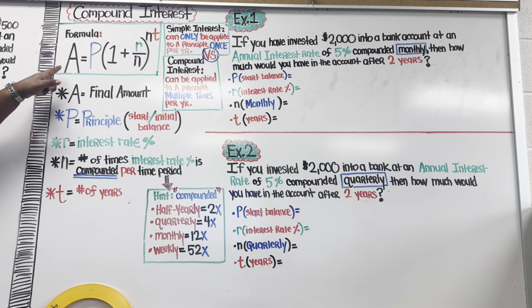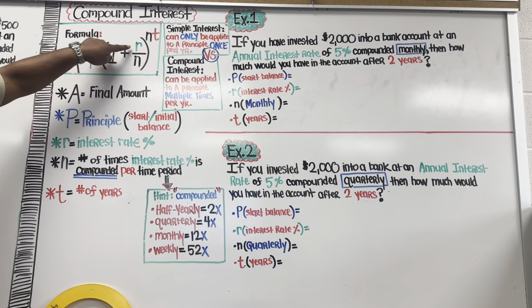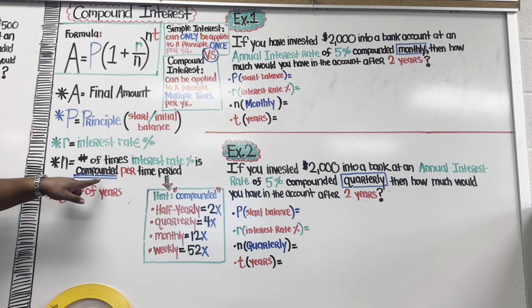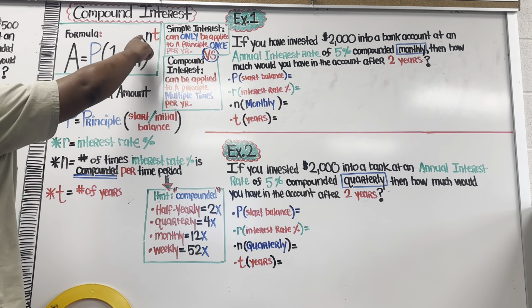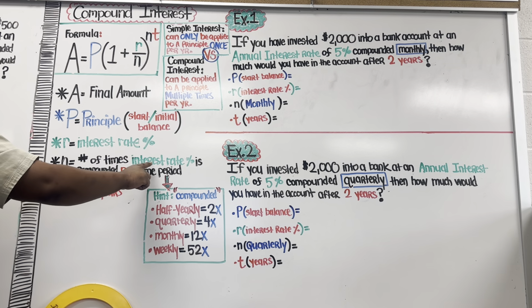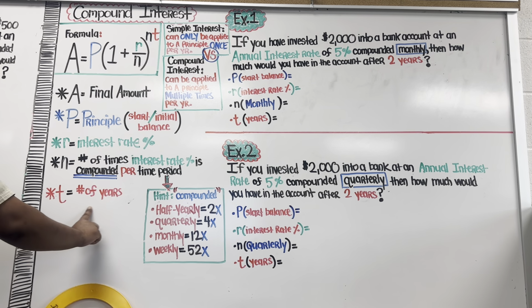So let's just go over the formula of compound interest. I have A equals P, which is the principal or the start amount or the initial balance, however you want to say it, times parentheses 1 plus R, which is the interest rate, divided by N, which is the number of times the interest rate is compounded in a year or per time period, which is a year, parentheses close, to the power of N, the number of times the interest rate is compounded, times T, which is the number of years, time.